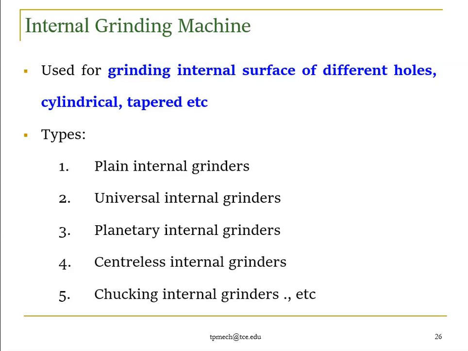As of now we saw surface grinding, cylindrical grinding and centerless grinding. Now we go with internal grinding machines. The name says it: an internal grinding machine grinds internal surfaces. If you want to do grinding on an internal surface, hollow surface, or through-hole surface, whatever it may be, for this case we use internal grinding machines or internal grinders. They are used for grinding the internal surface of different holes, cylindrical as well as tapered, etc.